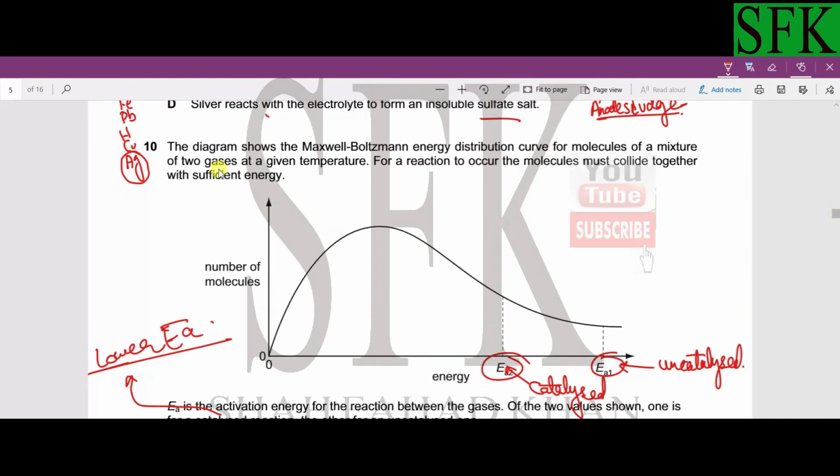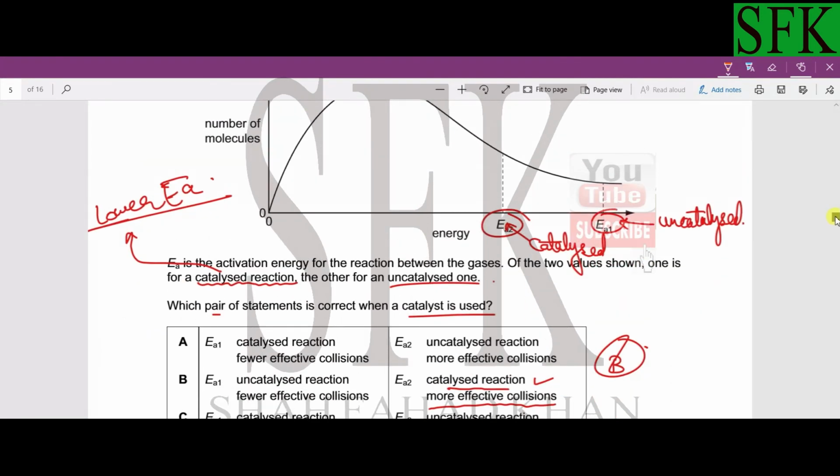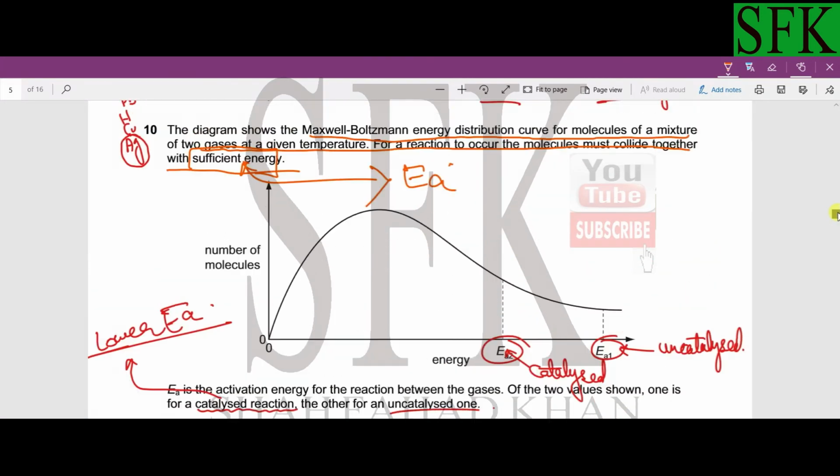Then MCQ number 10. The diagram shows the Maxwell-Boltzmann energy distribution curve for molecules of a mixture of two gases at a given temperature. For a reaction to occur, the molecules must collide together with sufficient energy. That energy is your activation energy. Only if the molecules possess energy greater than the activation energy will the reaction occur. This is what the Maxwell-Boltzmann distribution and the concept of activation energy tell us.